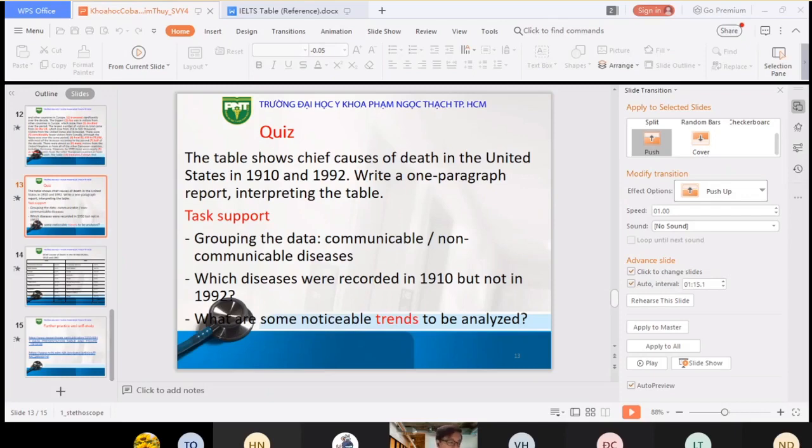In 1910, we can find tuberculosis, but that disease was not mentioned in 1992. Okay, in 1992 you can see chronic lung disease, right? Diarrhea was not mentioned in 1992 either, but you can find a new cause of death, suicide. Okay, suicide is killing themselves, killing himself or herself. Okay, nephritis, chronic liver disease, they are also different.